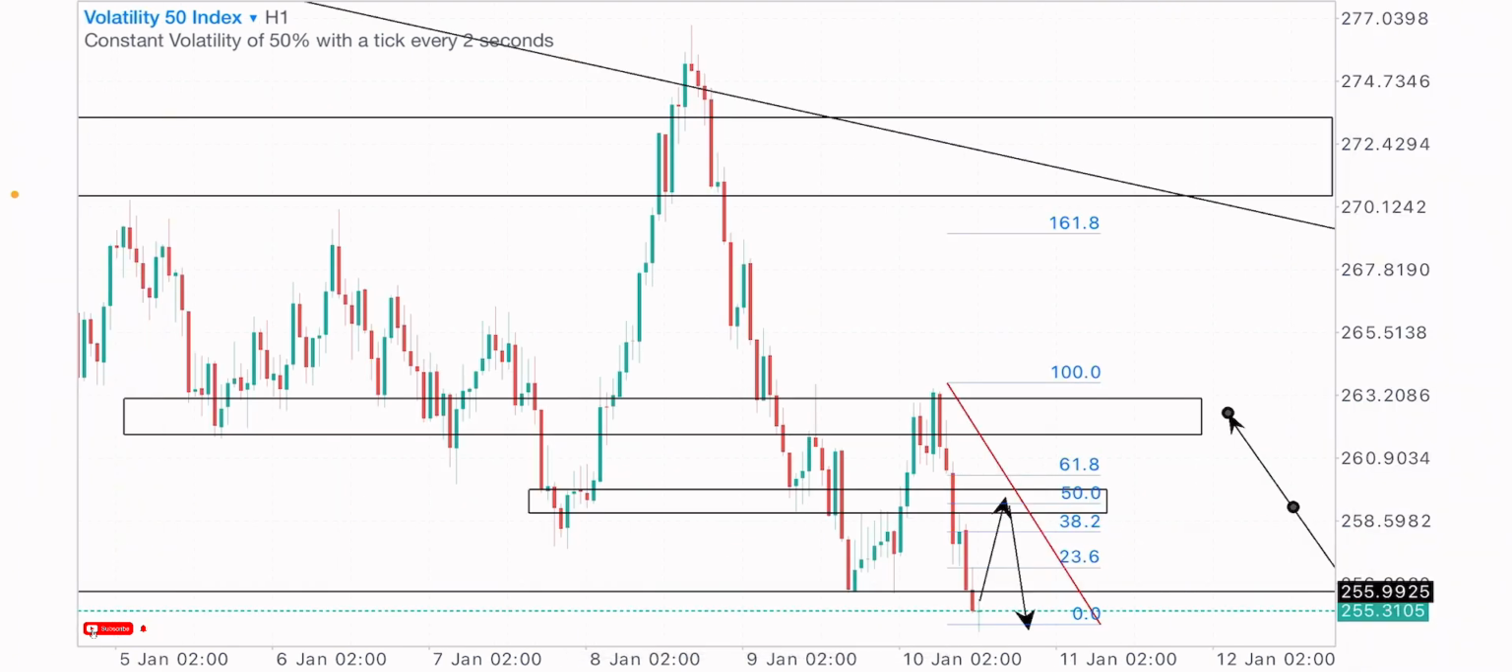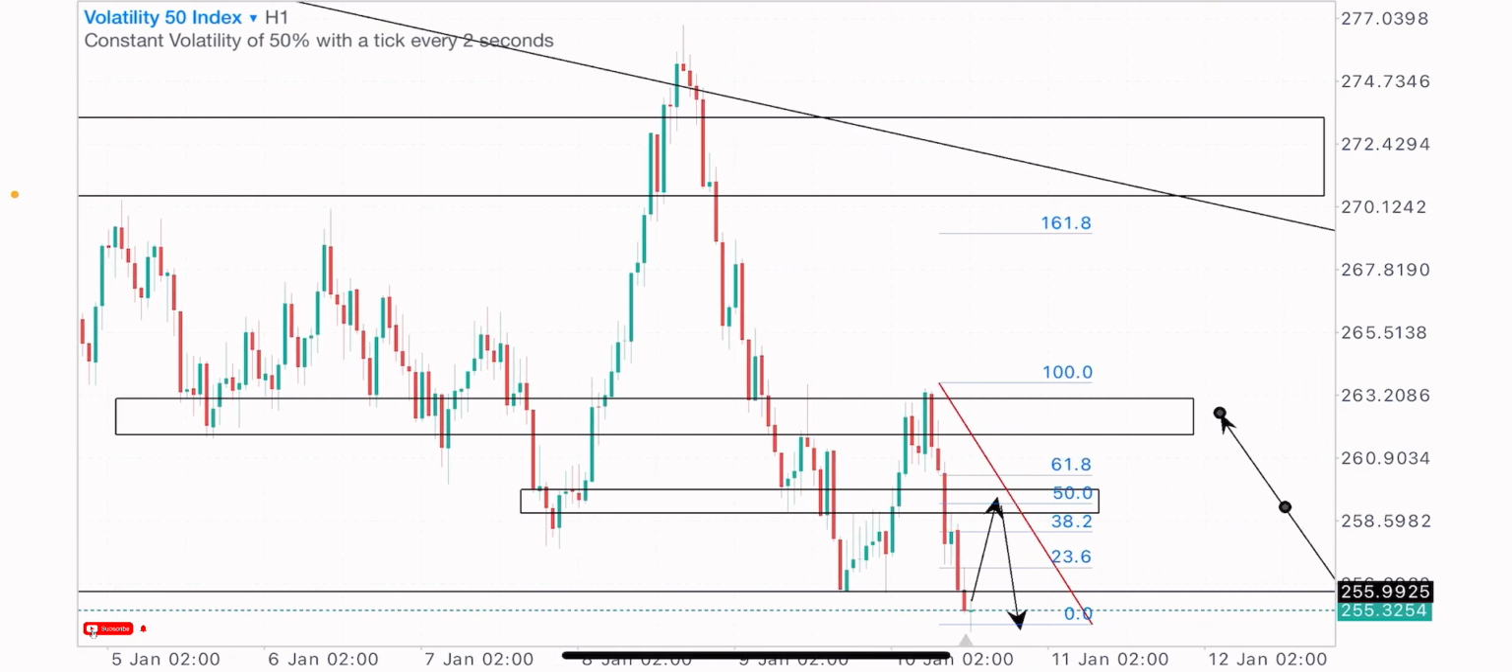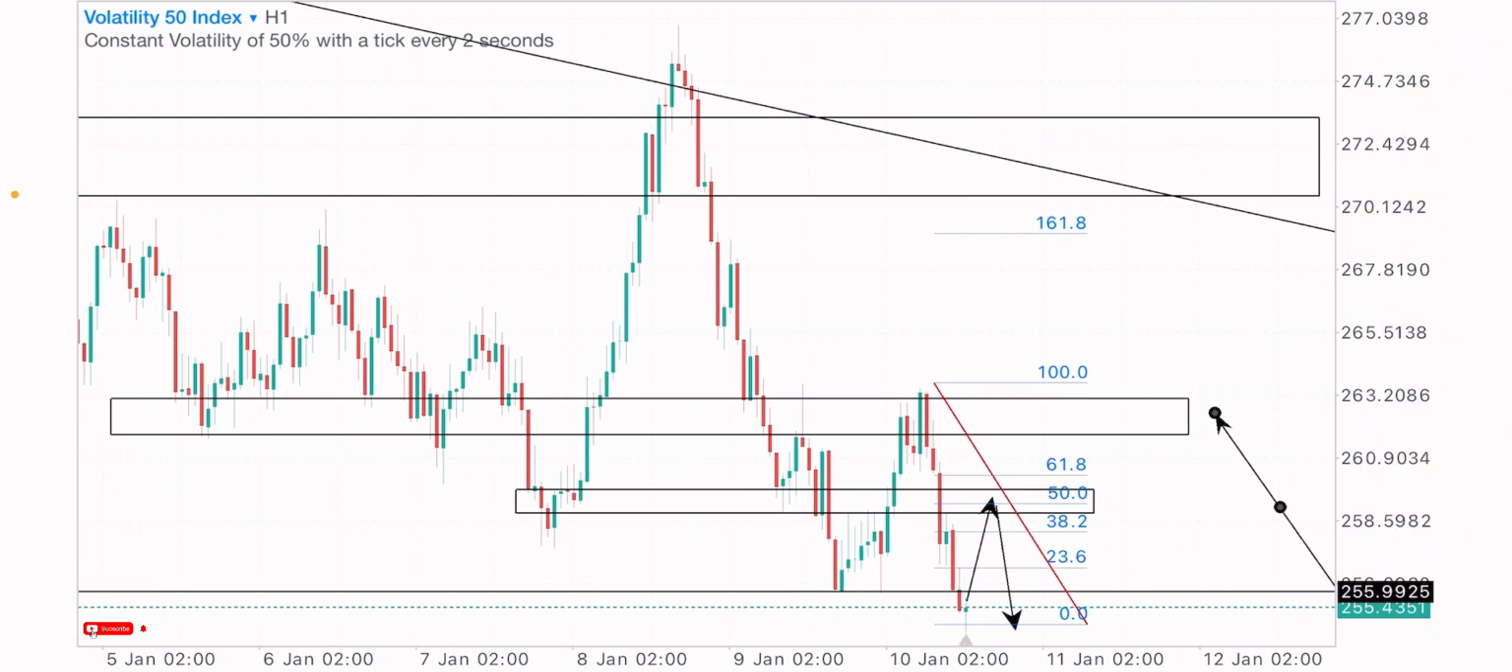So that's it, guys. That's my view and market analysis on this index price action. Basically, we've been able to analyze from a higher time frame down to a lower time frame to get our entry zone or our sell point.